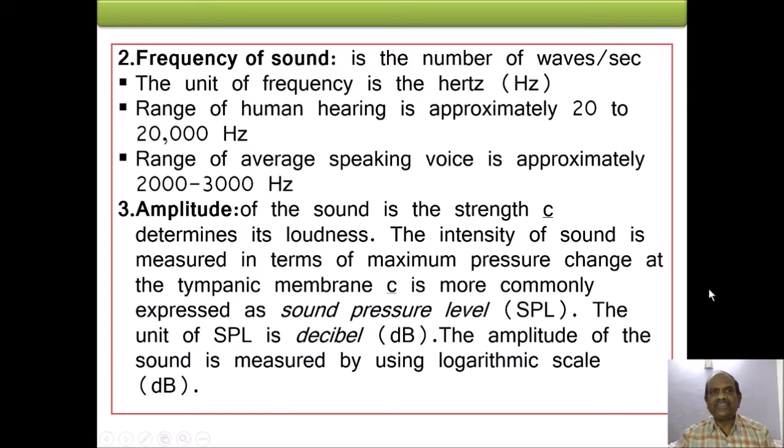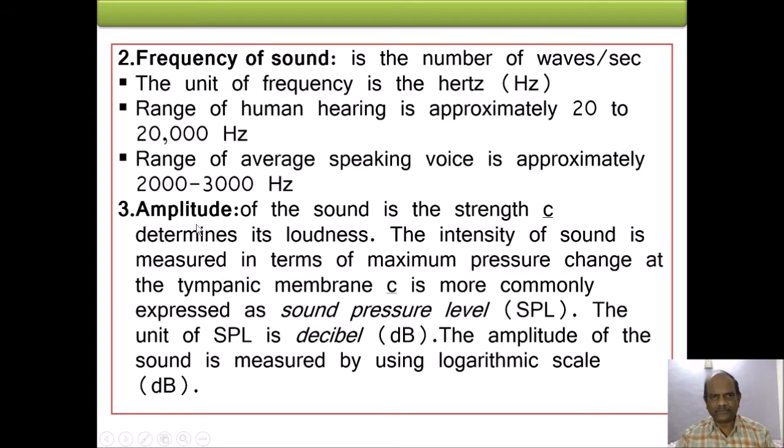What is the frequency of sound? It is the number of waves passing per second at a given point. The unit of frequency is the hertz, written with a capital H and a small z. The range of human hearing is approximately 20 to 20,000 hertz. The range of the average speaking voice is approximately 2000 to 3000 hertz.